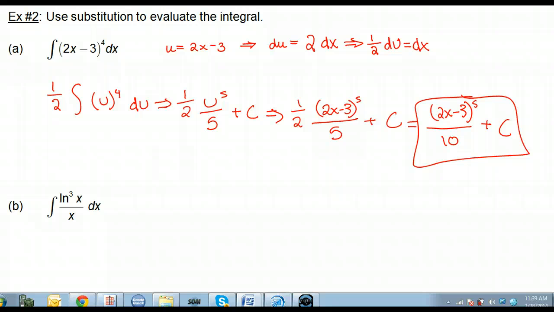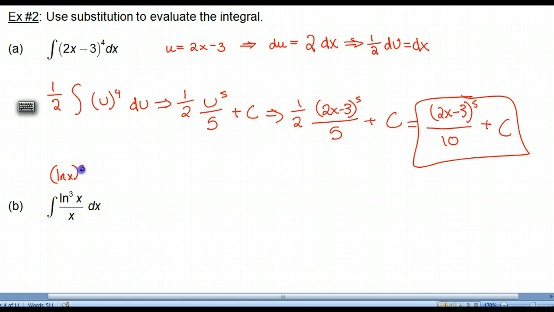Okay, so let me do this next example, and then I want to move down to one more thing. Okay, so this one, it was pretty obvious what we want to make equal to u. But the next problem, we have some other stuff going on. So we have an ln, this is actually ln to the third, and then over x. So think of this as ln of x to the third. It's kind of like sine, cosine, tangent when we put the variable between.